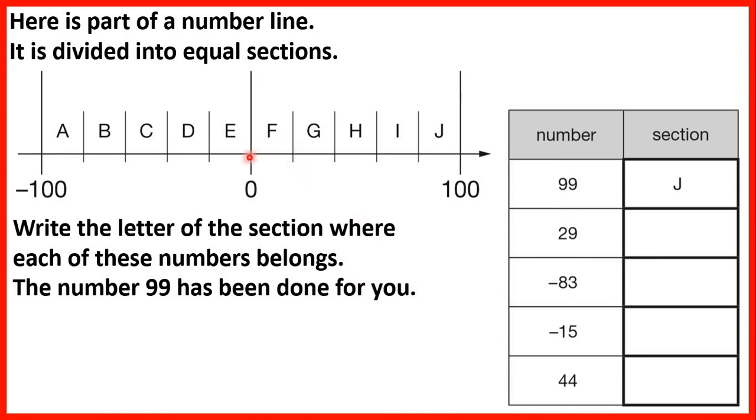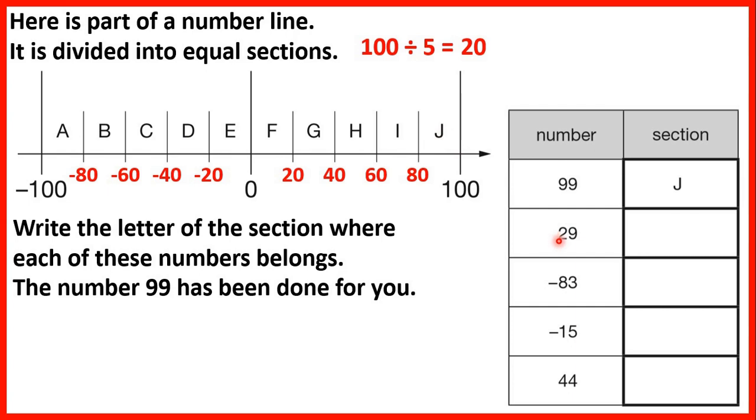So here, to get from 0 to 100, we have 1, 2, 3, 4, 5 lines. So if we divide 100, the difference, by 5, that tells us that each line represents an increase of 20. So we have 0, 20, 40, 60, 80, 100. And then below 0, we have minus 20, minus 40, and so on. So the number 99 is in section J because that's between 80 and 100.